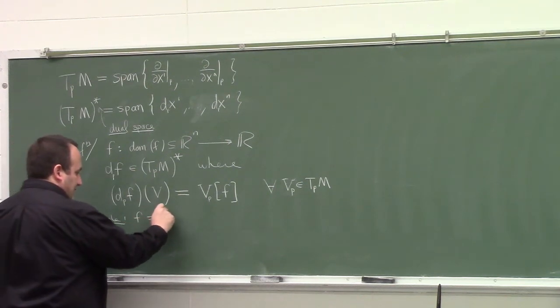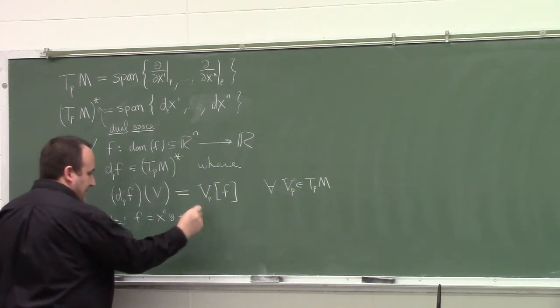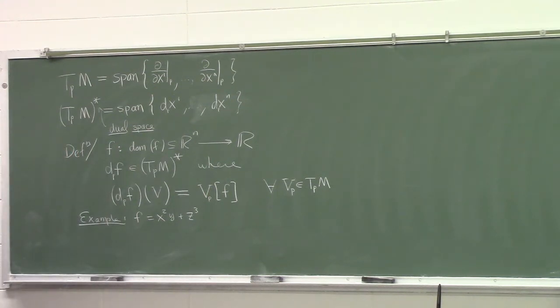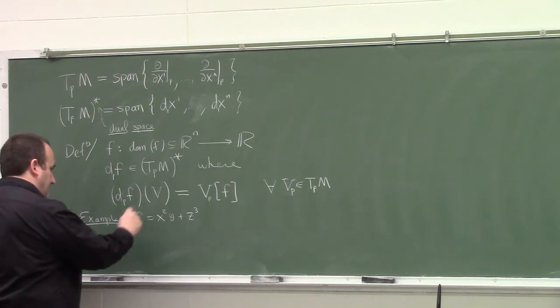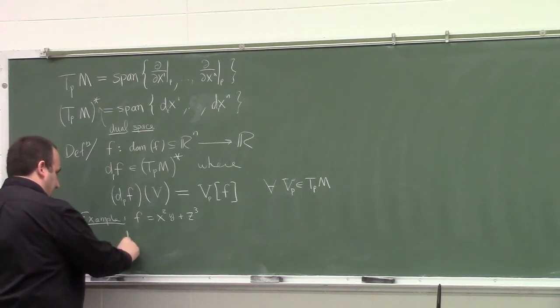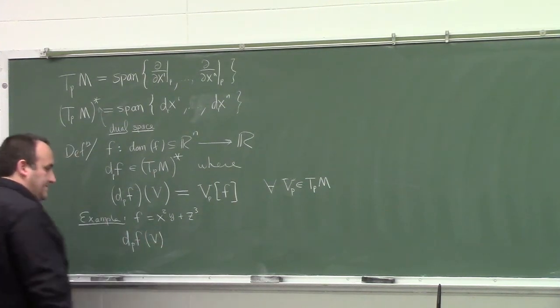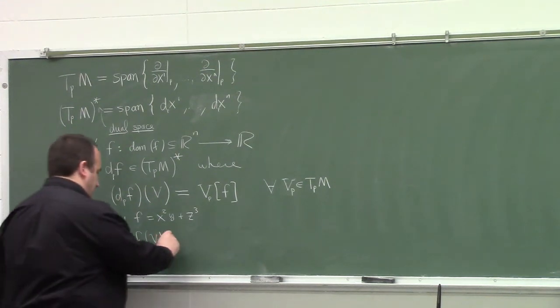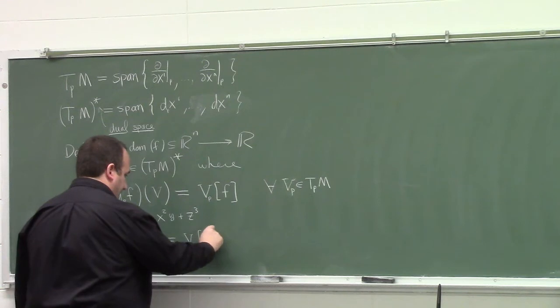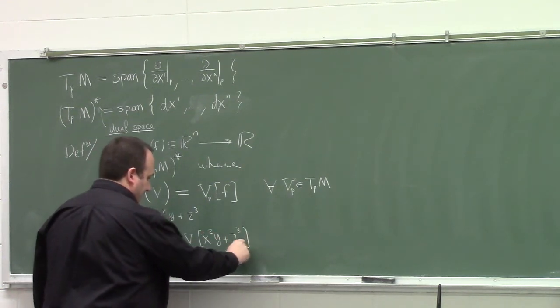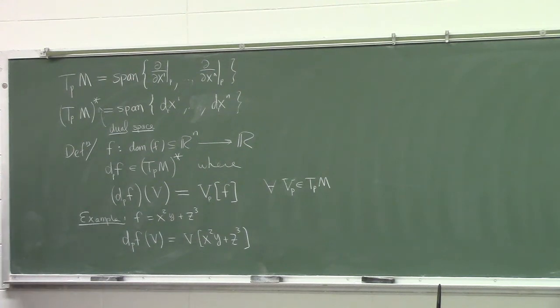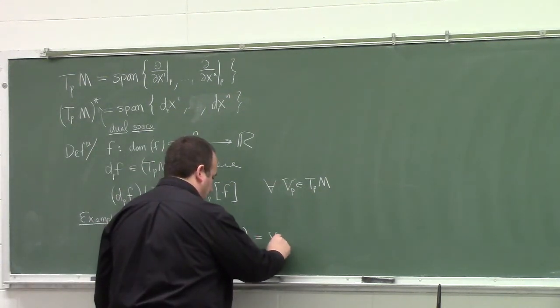f could be, say, x squared y plus z cubed, right? And in that case, d_p f of v would be equal to v of that, right? But can we break that down further? I mean, we could write v as a sum of its components too, right? Like your problem 5 kind of explored that idea. So v, we could write as like v1 partial.